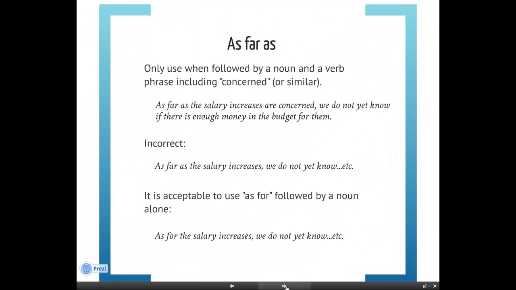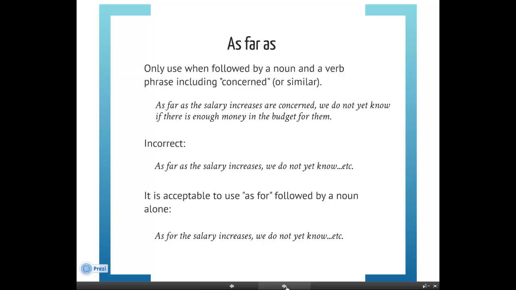Another example is the phrase as far as. This phrase is only correct when followed by a noun and is, was, are, were concerned. For example, as far as the salary increases are concerned, we do not yet know if there is enough money in the budget for them. It is incorrect to write, as far as the salary increases, we do not yet know, etc.